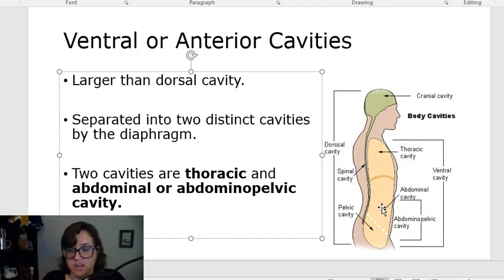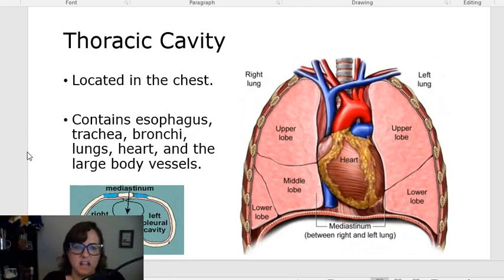Another thing that keeps these two cavities separate is a membrane, basically a sac-like structure, that holds all of these organs in place, and then there's another membrane that holds all of those organs in place. We're going to talk a lot about those membranes in a few seconds. But let's talk first about the thoracic cavity.